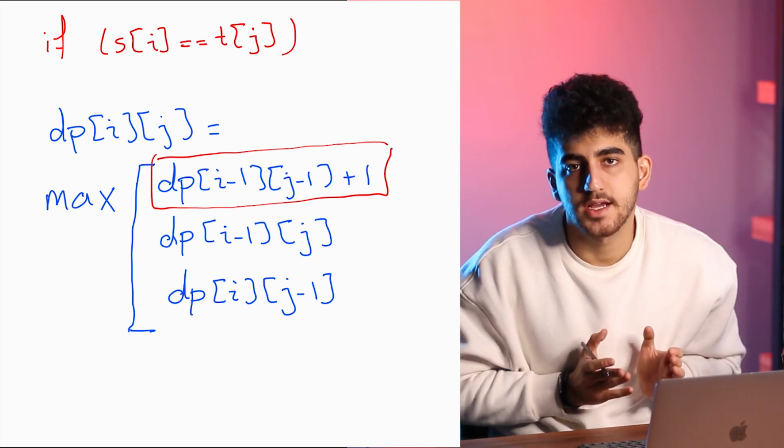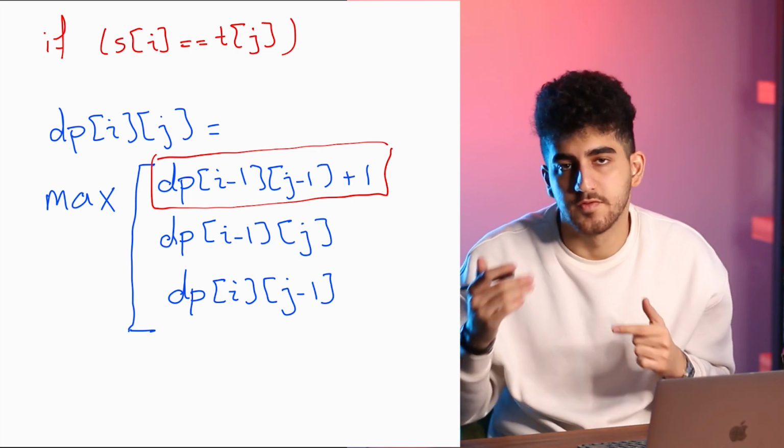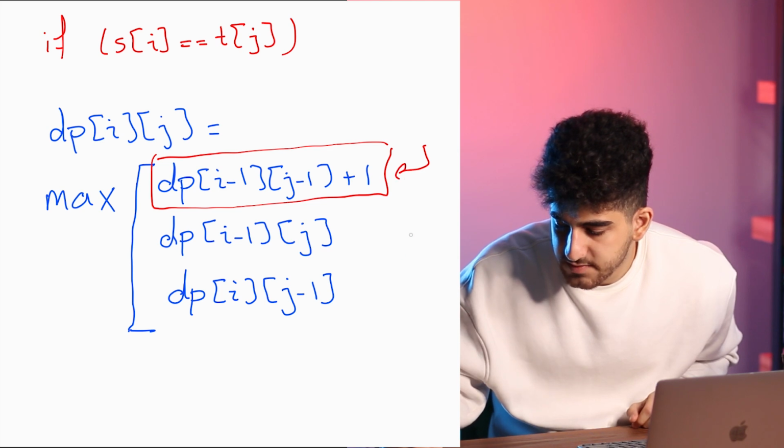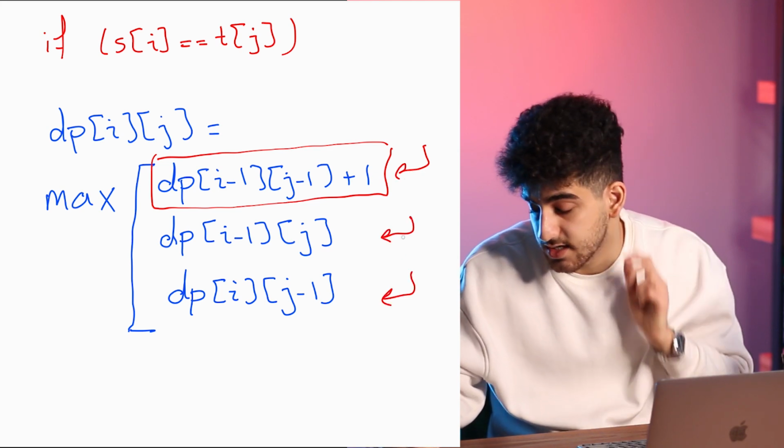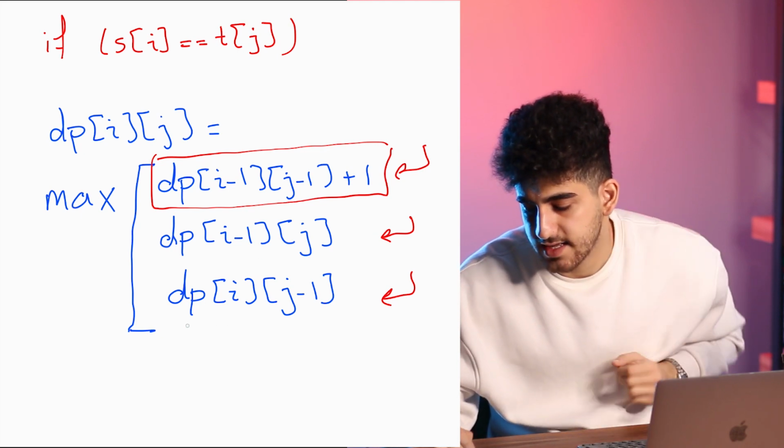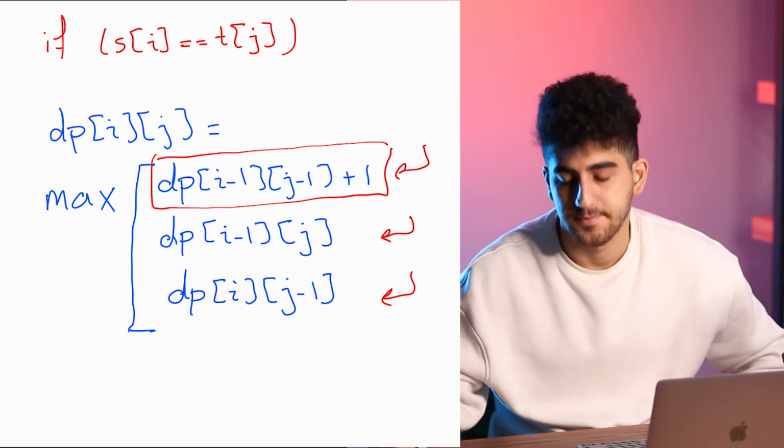Either I match S of I and T of J, or I will remove one of them. So the answer will be maximum of these three values. This is for when I match S of I and T of J. This is for when I remove S of I, and this is for when I remove T of J.